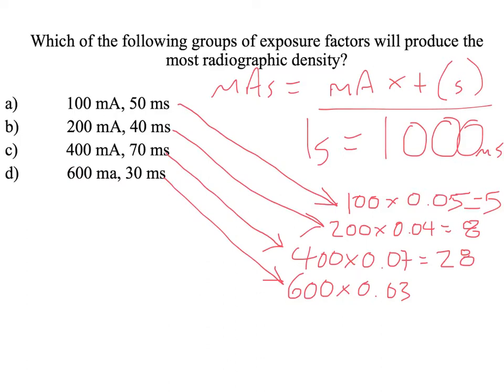Yep, 18. So it's asking us which of these will produce the most radiographic density, and we've arrived at our answer with 28. So that was this one right here, 400 MA at 70 milliseconds.